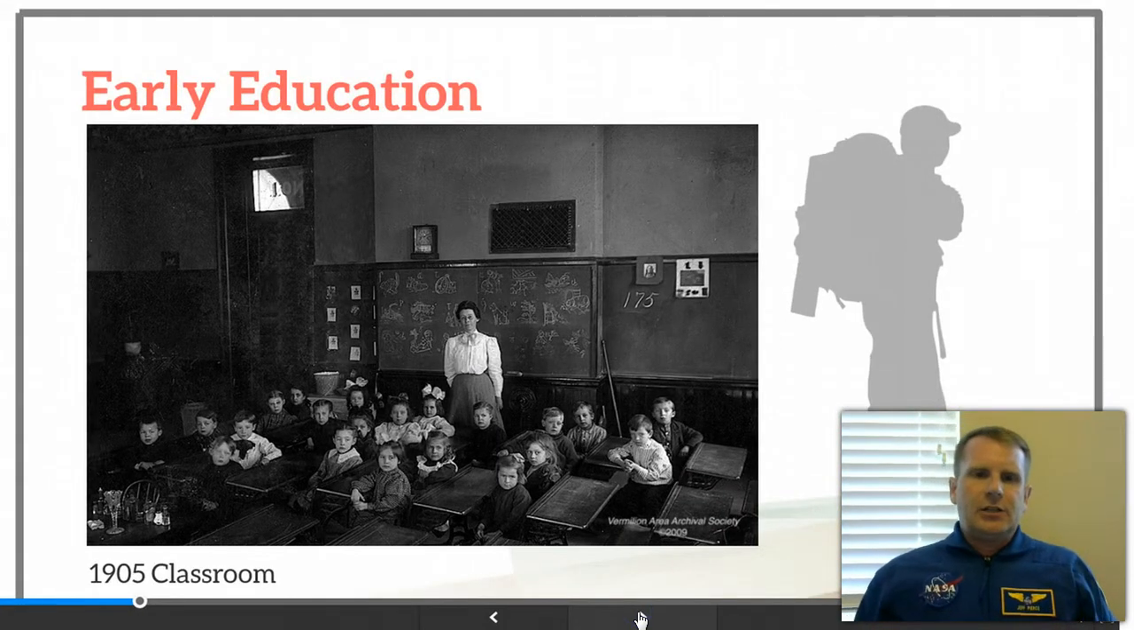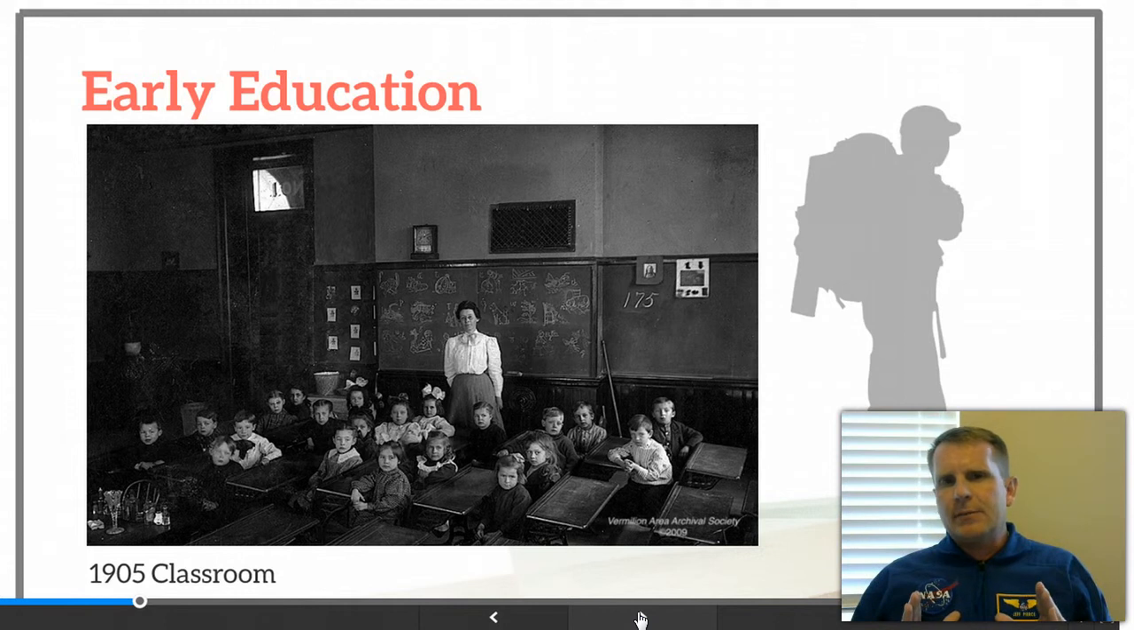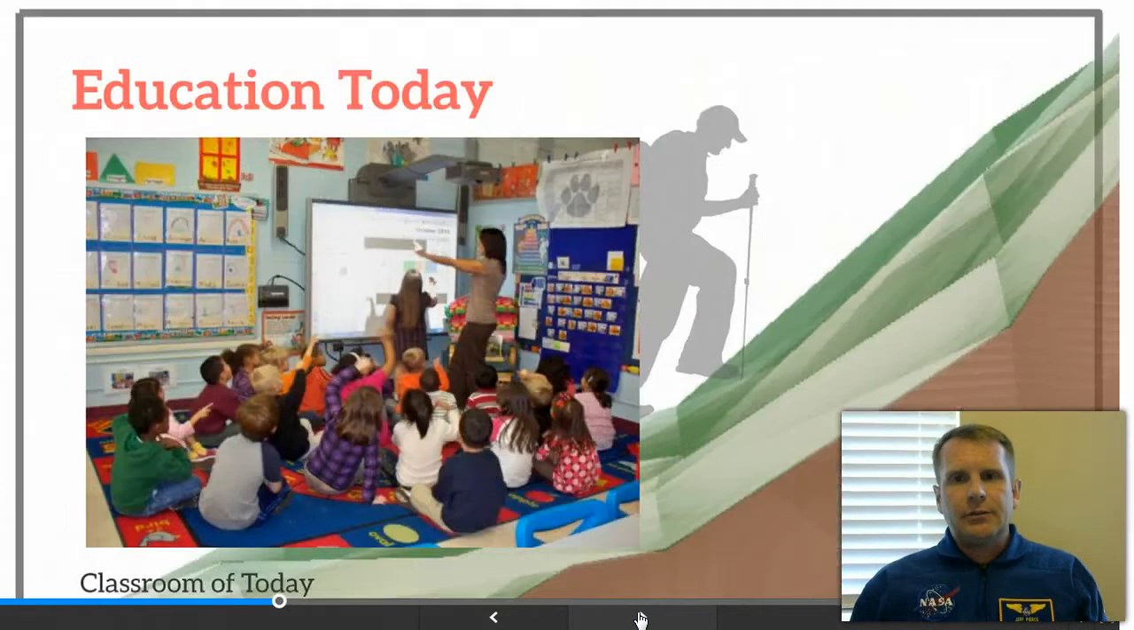And we look at early education. So you can see here's a picture of a classroom. This is a classroom from 1905. And things pretty much are the same today as they were back then. You had a teacher who got up and gave the information to the kids. Kids are expected to learn it and practice it a little bit. Now, we have changed slightly, but we still have the same basic thing.